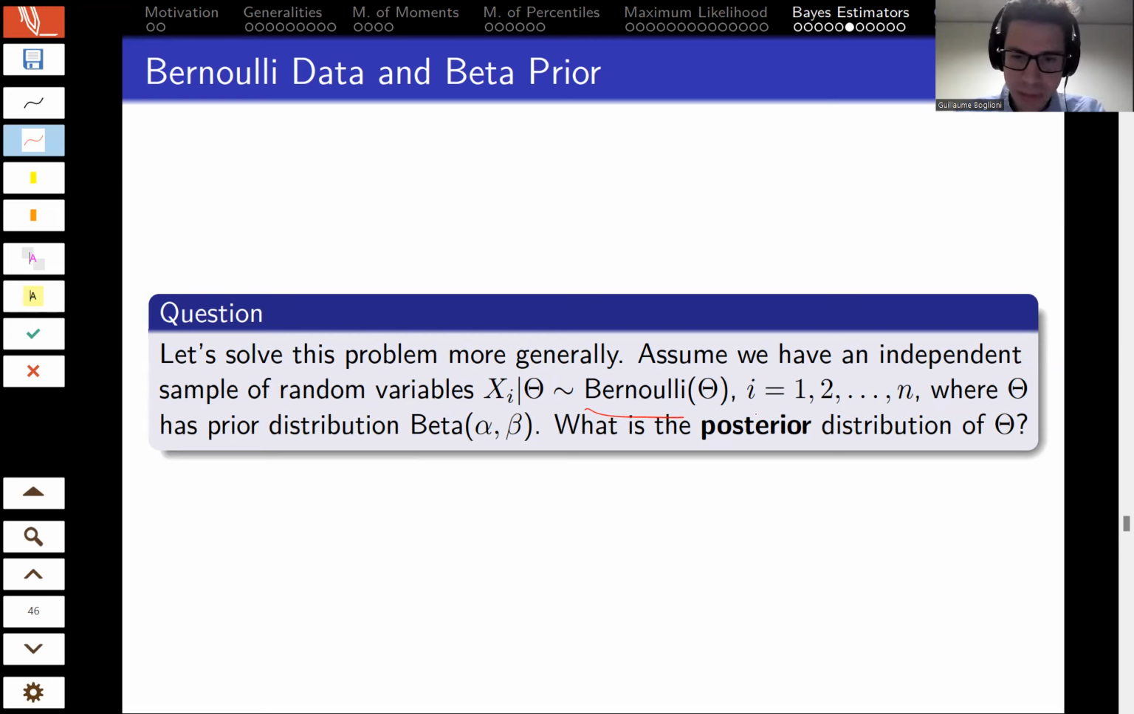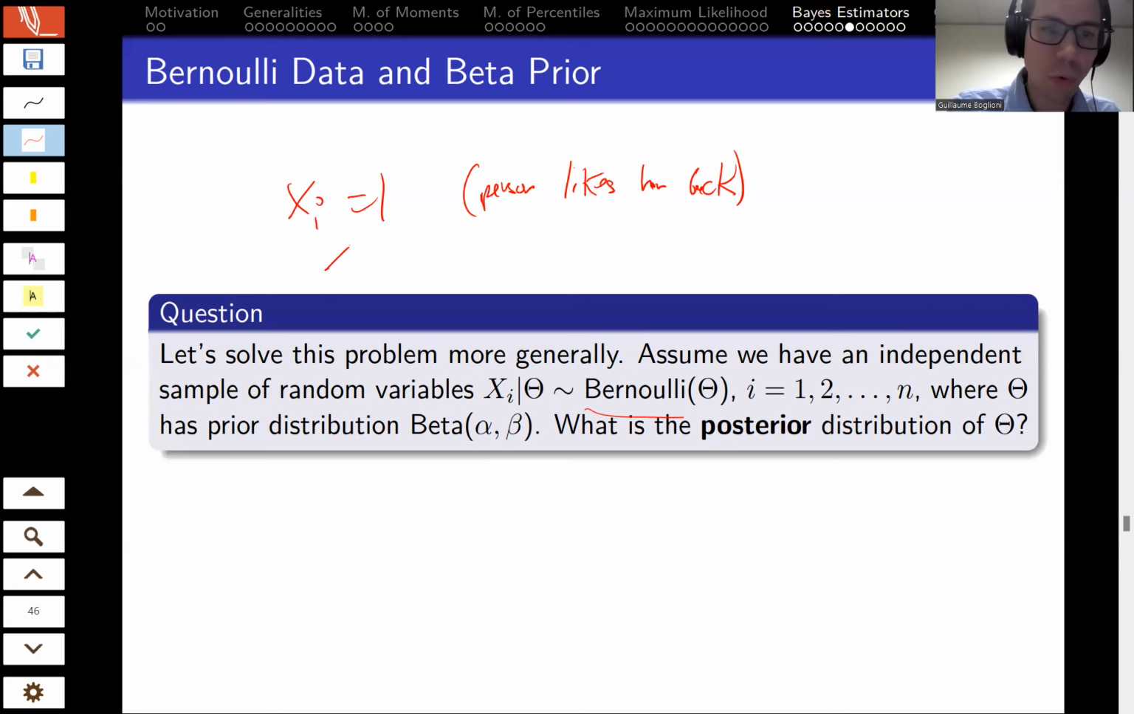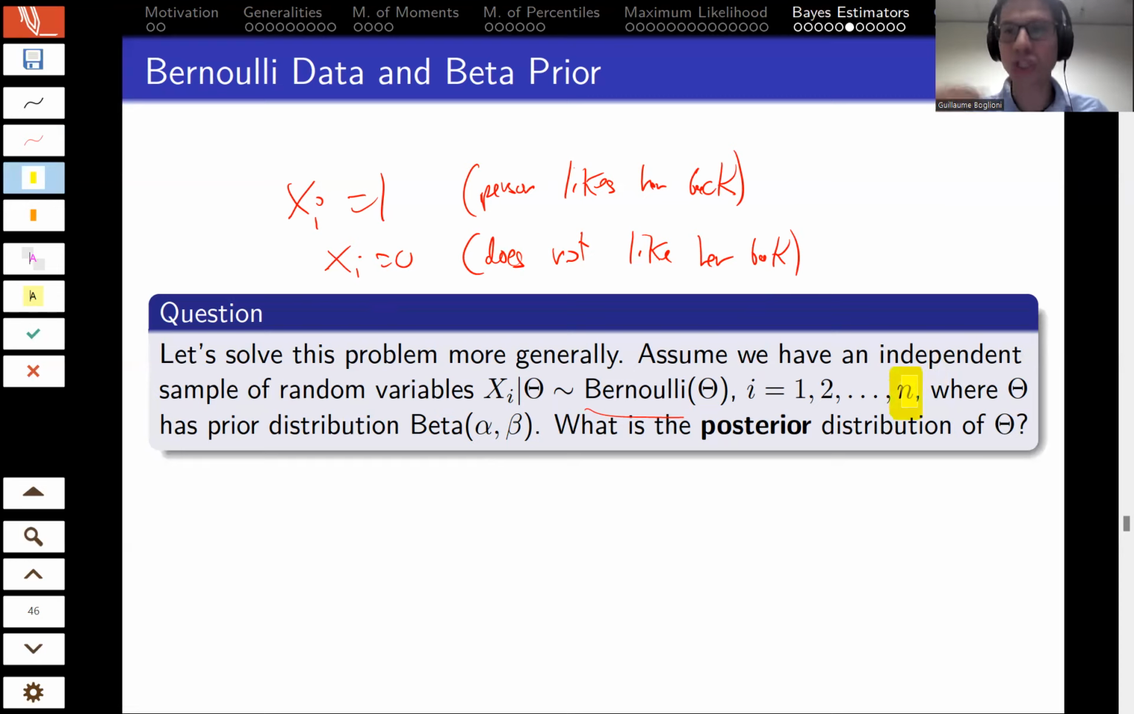Every time she sends a like, the person can like her back. That would be a 1: Xi equals 1, the person likes her back. Or, of course, Xi equals 0, the person does not like her back. And n would be the number of likes she sends, and then Xi is whether or not that like she sent generated a like back. And this has a certain probability.